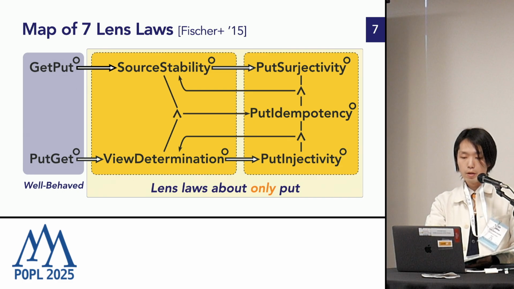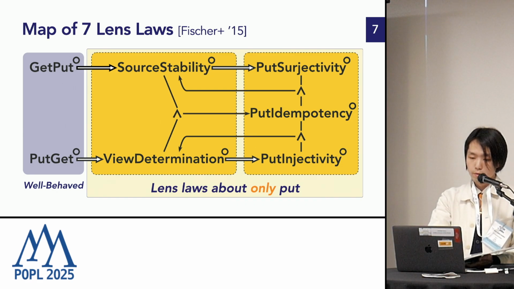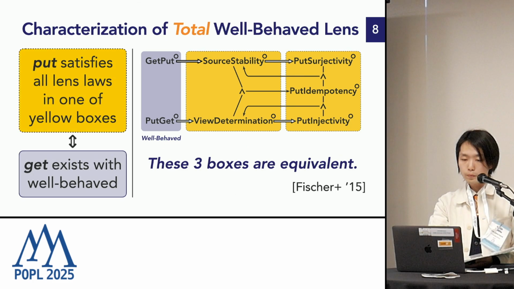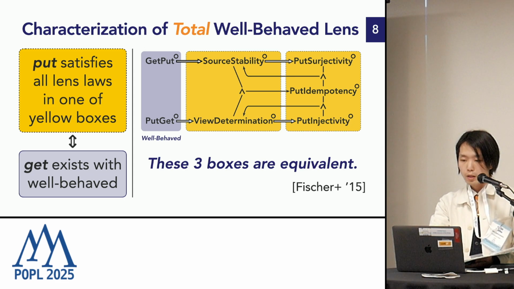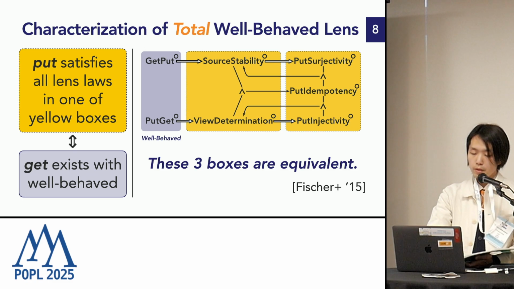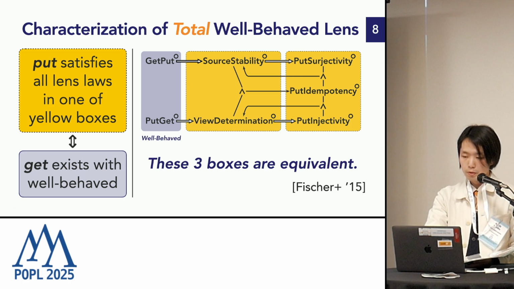When the put satisfies all the laws in one of the yellow boxes, all lens laws in the other yellow boxes are necessarily implied. In other words, these 2 yellow boxes are equivalent to each other. Fischer et al. gave an interesting theorem. When put satisfies all lens laws in one of the yellow boxes, the put has the corresponding total get function that forms a well-behaved lens with the put. Also, the well-behaved lens satisfies all 7 lens laws in this map. Therefore, the yellow boxes and the purple box are the necessary and sufficient conditions for each other.